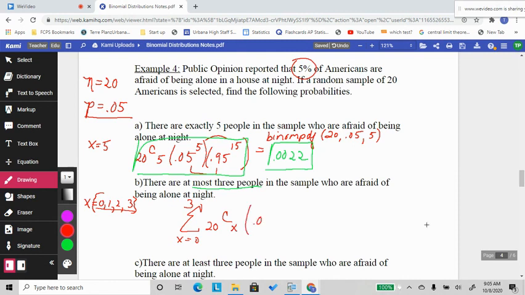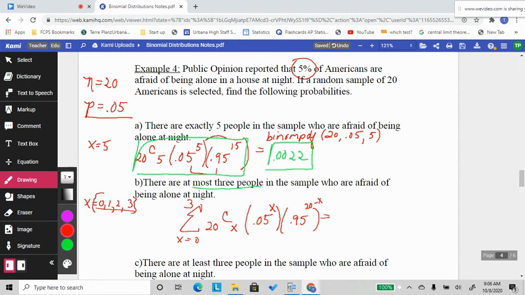And then success, well, afraid, not afraid. I'm not sure if that's a success, but afraid and not afraid. How many do I want to be afraid? That's going to change. 0, 1, 2, 3. How many not afraid? I have 20 people, right? So I'm going to have 20 minus x. See how this added up to 20 people? Because this is afraid and not afraid.